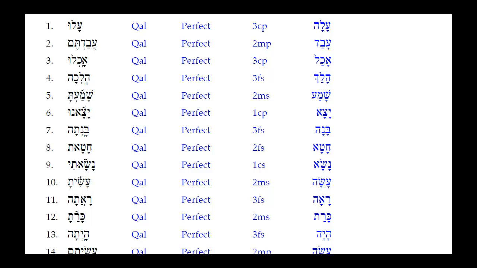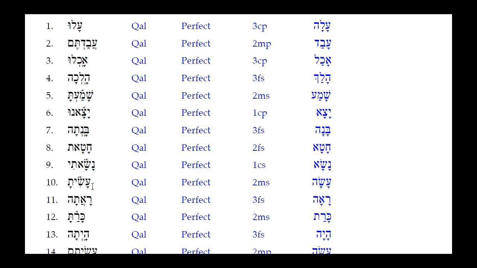The tav and the hirik yod is the sufformative, telling us that it is first common singular, I. So we would translate this as I lifted up, or I raised up. We would parse it as a Qal perfect, first common singular from nasa, to raise up or lift up.